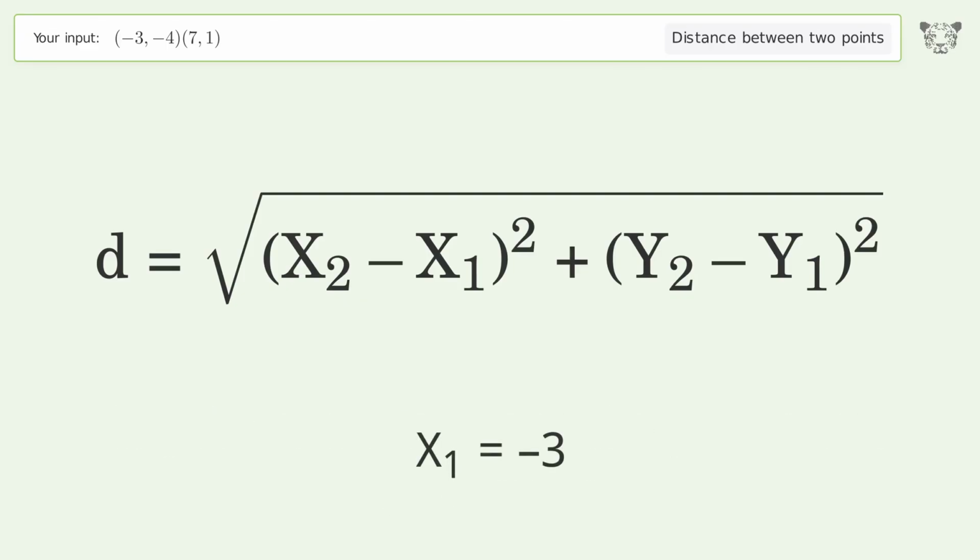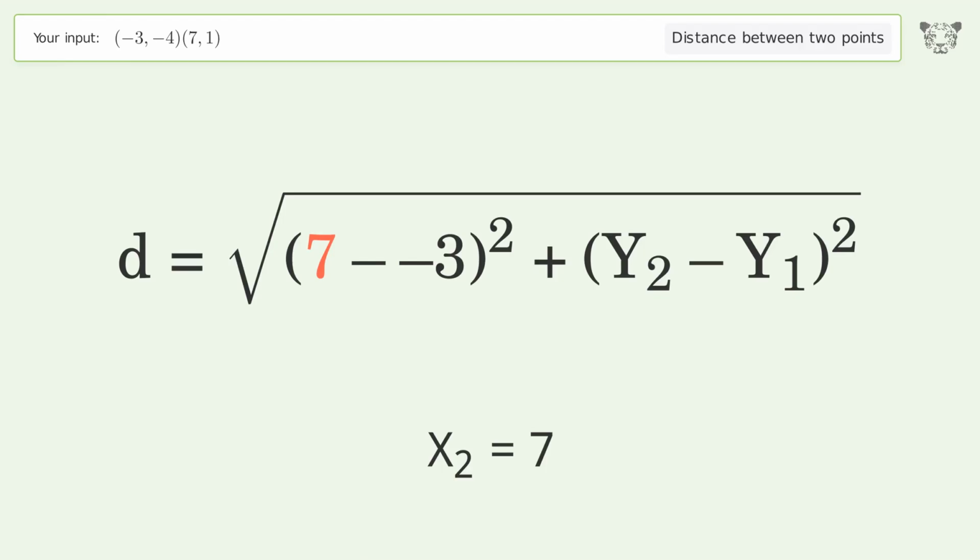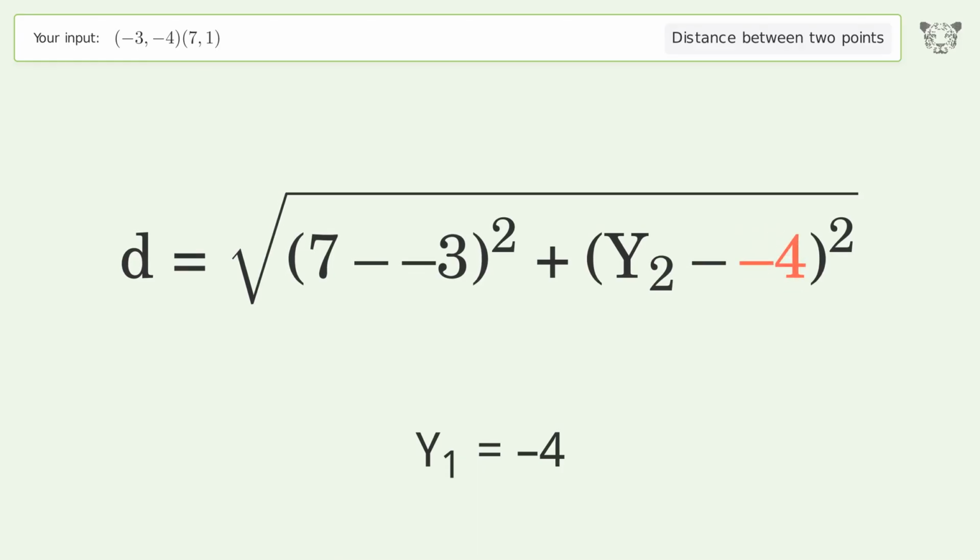x1 equals -3. x2 equals 7. y1 equals -4. y2 equals 1.